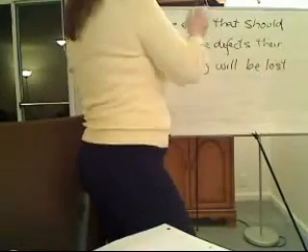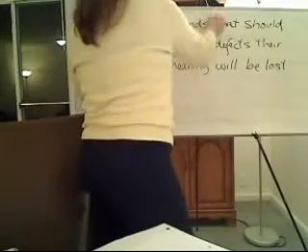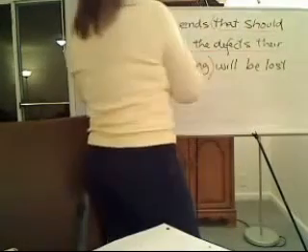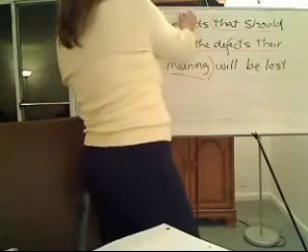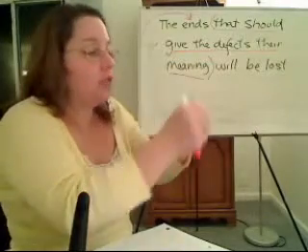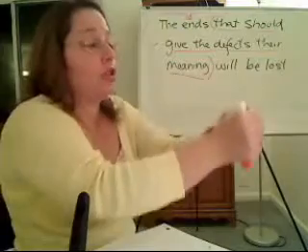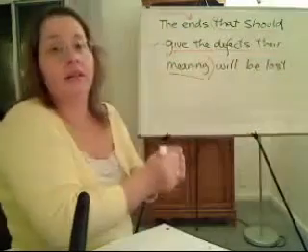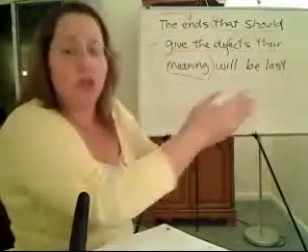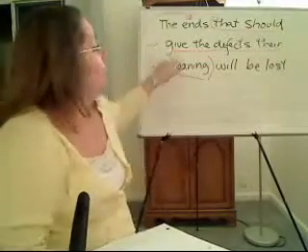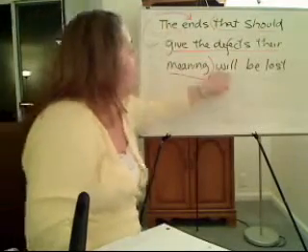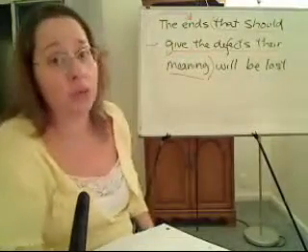The ends that should give the defects their meaning modifies ends. And it means these defects we built into the system in order to achieve certain ends. The defects have no meaning except because we are trying to produce certain outcomes. So this clause modifies ends, and the core sentence is the ends will be lost.